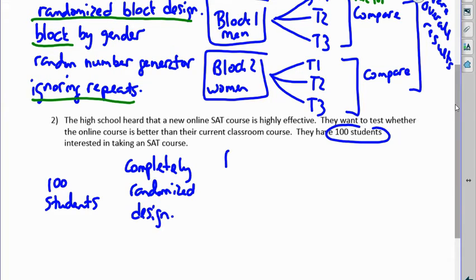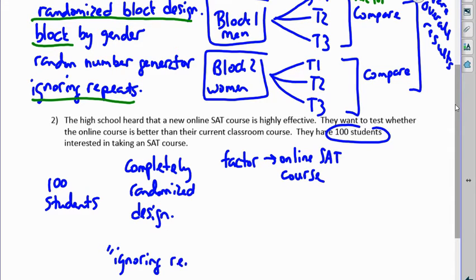I guess the factor in this situation is going to be the online SAT course. You're going to be comparing them to the regular course. Probably when you're doing this, you're going to ignore repeats when you're doing your random assignment, having labeled them from 1 to 100.